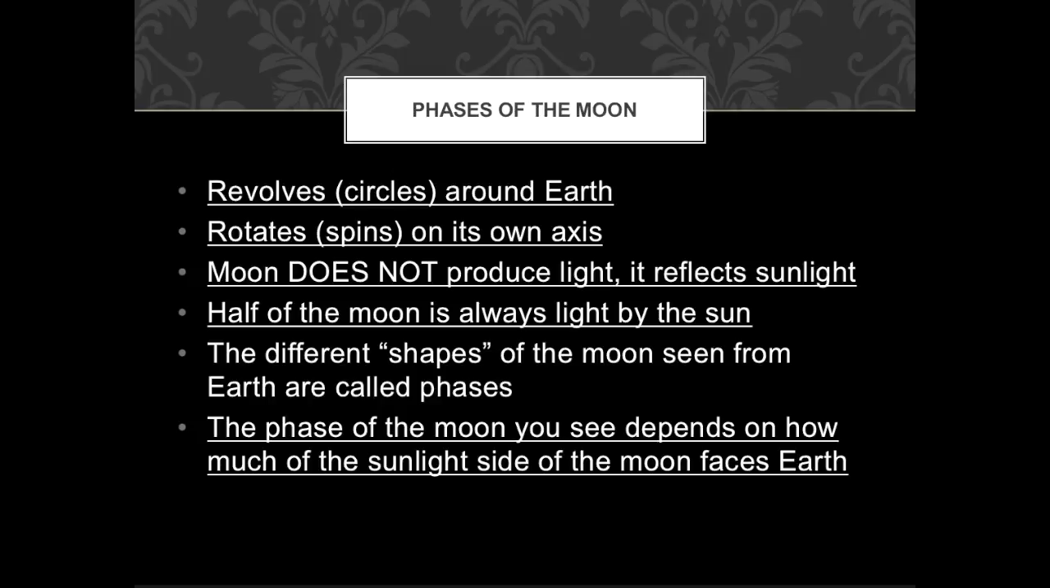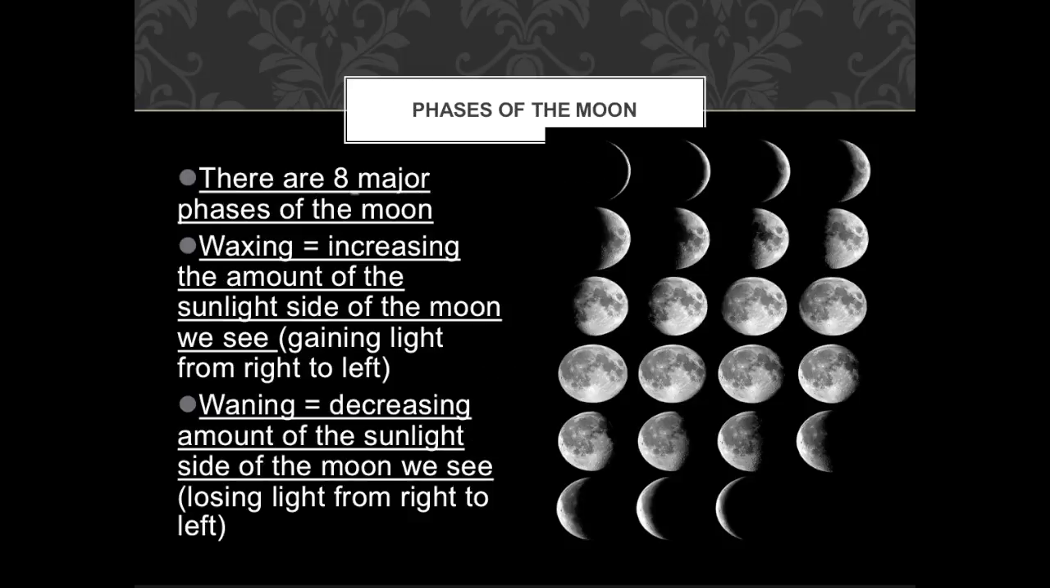So first, we need to realize that the moon revolves or circles around the Earth, as well as spins on its own axis. The moon does not produce its own light, rather it reflects sunlight. And another really important thing to note is that half of the moon is always lit by the sun. However, we see different shapes of the moon, called phases, and this is dependent on how much of the sunlit side of the moon faces the Earth. So there are 8 major phases of the moon.